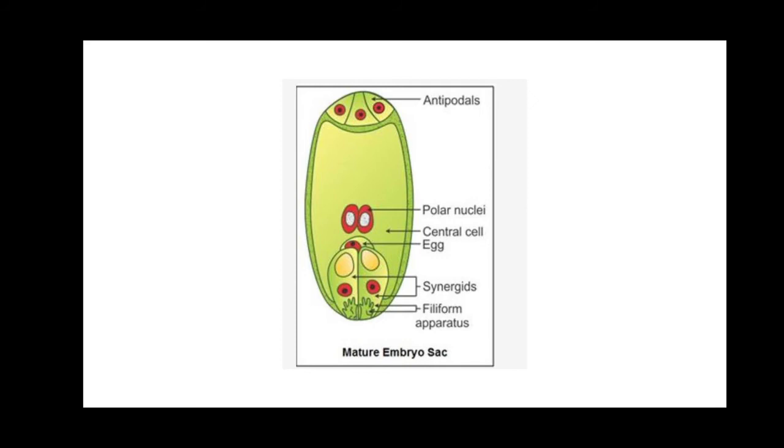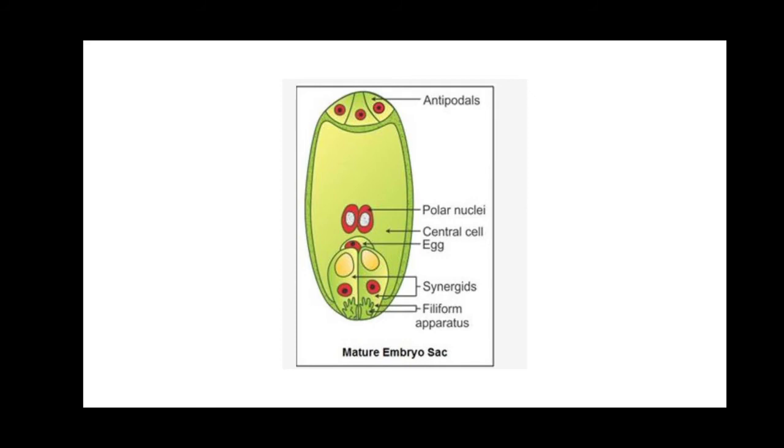Now keep in mind, in the entire structure you are seeing, there are 8 nuclei, and all 8 nuclei are completely haploid in nature, every single one of them. But there is a thing that these 8 nuclei can be found present inside 7 cells altogether.